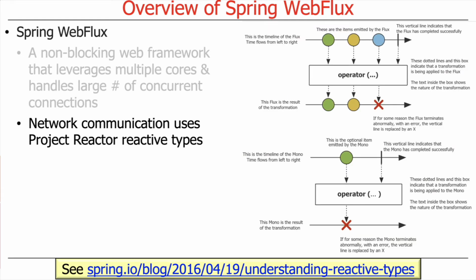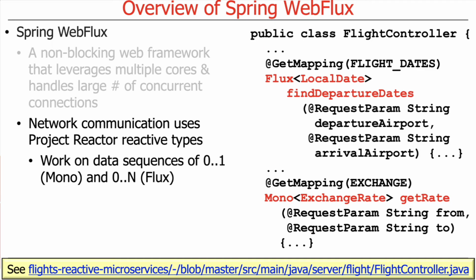Now, the cool thing about this, and what really separates it from Spring Web MVC, the other approach we talked about earlier, is that communication across the network uses the reactive types that are defined in Project Reactor. That, of course, includes Mono and Flux. There are a few limitations here, which you'll learn about in assignment 4B, due to some weirdness about Android at the moment. But in general, if you're not using Android, you can get true reactiveness on both client and server. So basically, that means you can have data sequences of either 0 or 1 elements emitted, which is what a Mono does, or 0 to n elements emitted, which is what a Flux does.